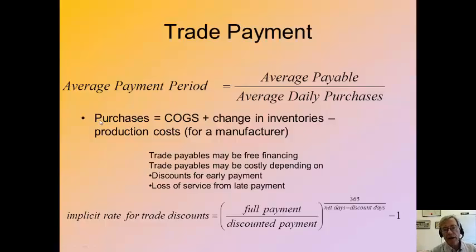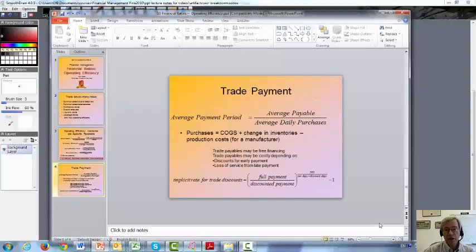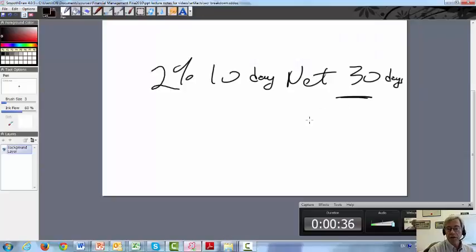Now we can calculate what the implied interest rate is by using this simple formula. The implicit rate for trade discounts is the full payment divided by the discounted payment to the power 365 divided by net days minus discount days. Going back to the example that we just looked at, 2/10 net 30 means that we can pay $100 in 30 days, or we can pay $98 at the end of 10 days.